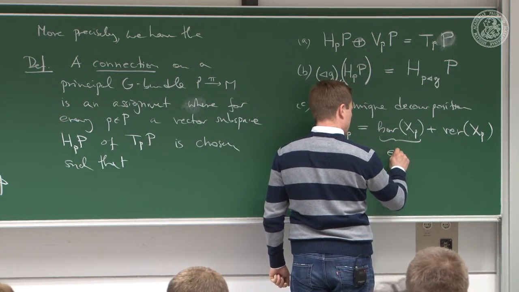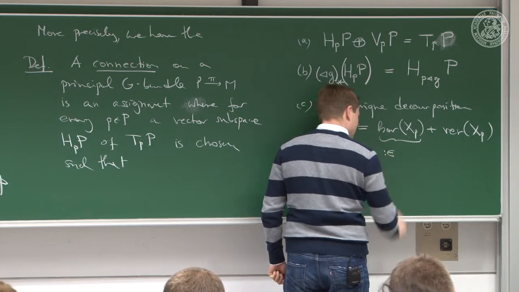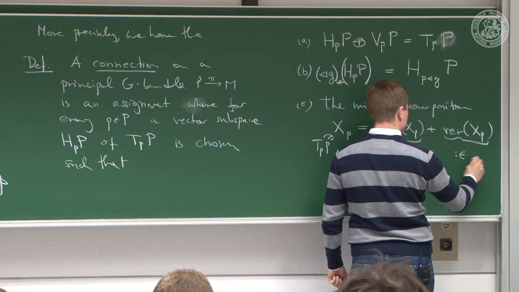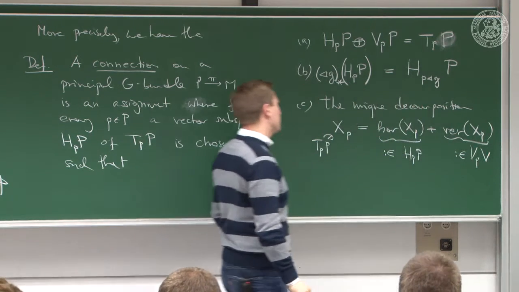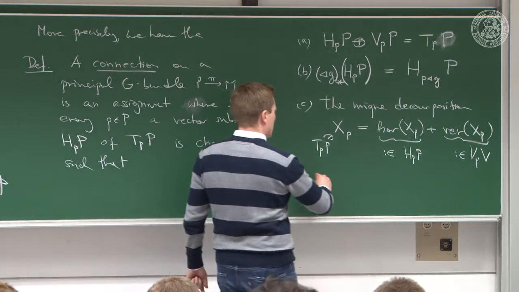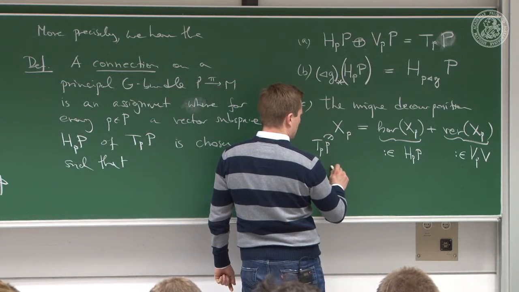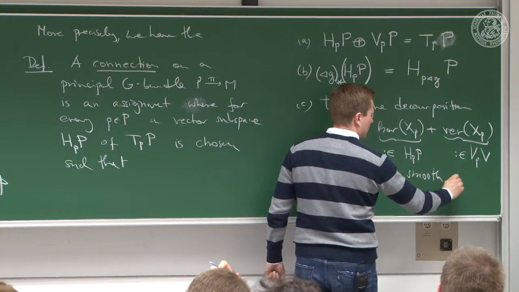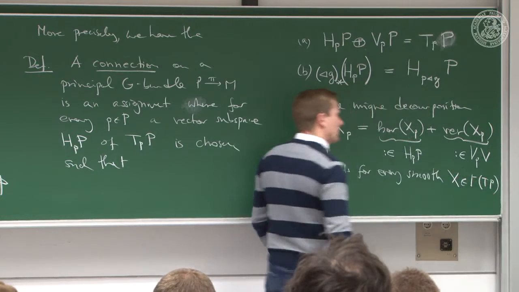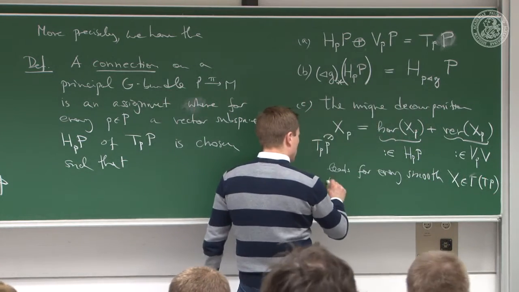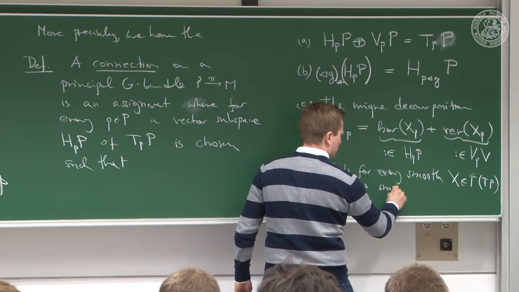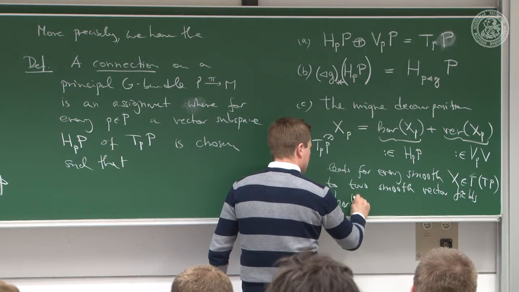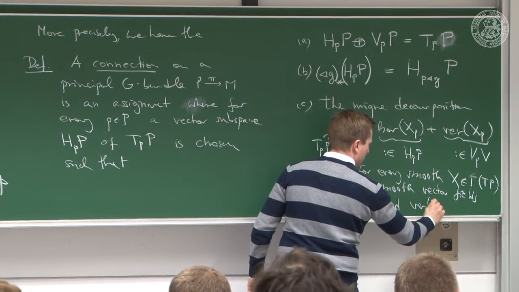which by definition lies in H_P P, and a vertical part which by definition lies in V_P P. So this unique decomposition leads for every smooth vector field on P to two smooth vector fields hor X and ver X.